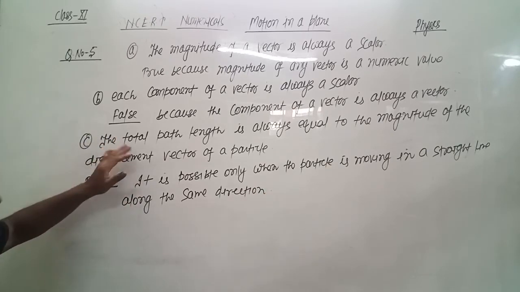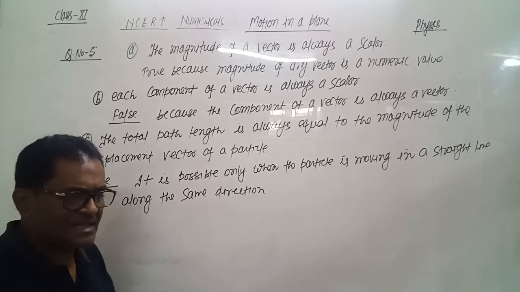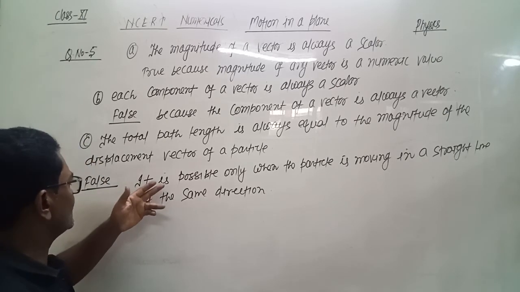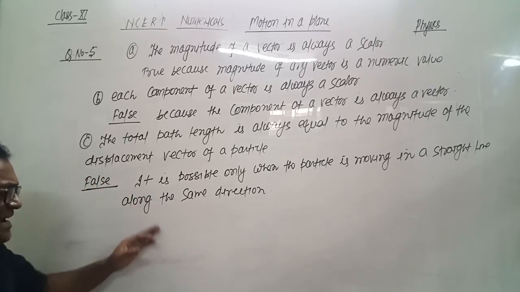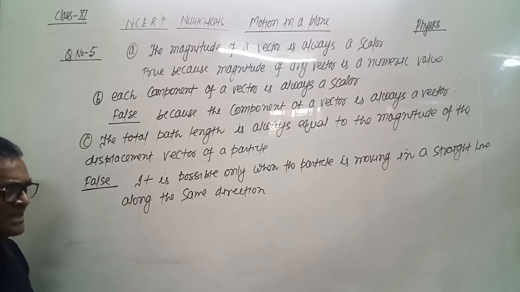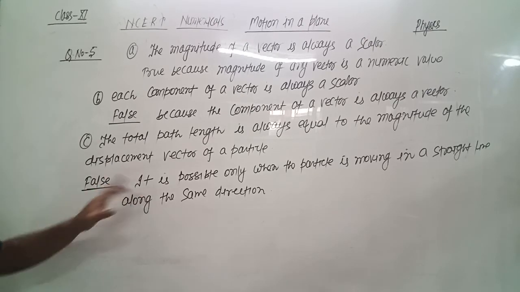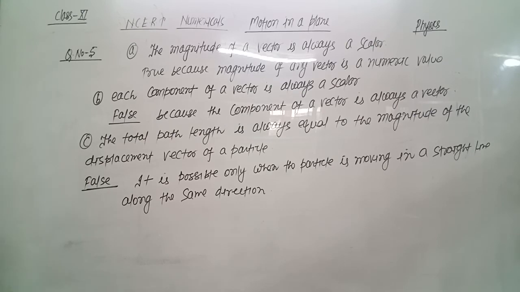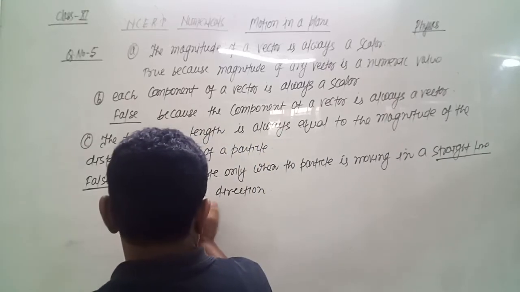So the question was: the total path length is equal to the magnitude of the displacement vector of a particle. If the particle is moving in a straight line in the same direction, then the total path length is equal to the magnitude of displacement. Otherwise this statement is not true. So these two things are required: a straight line and the same direction.